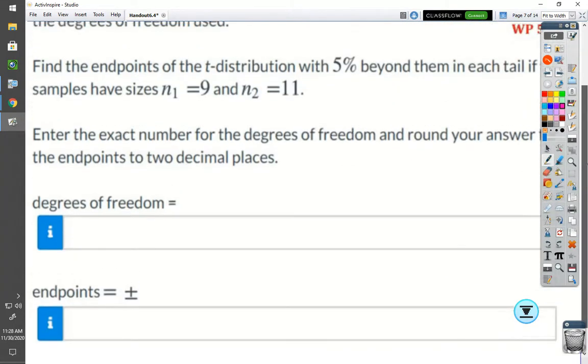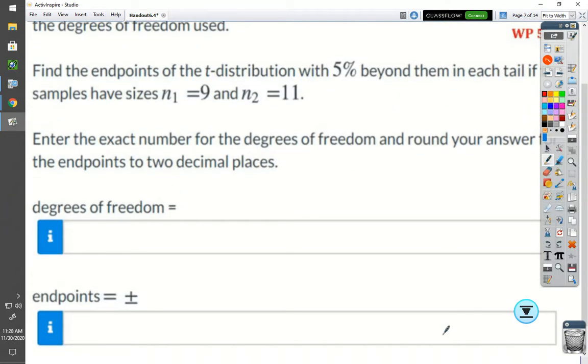Well, first thing we want to do is look at our two sample sizes. We go to the smaller sample size of 9. That means that our degrees of freedom will be equal to 9 minus 1, or 8.